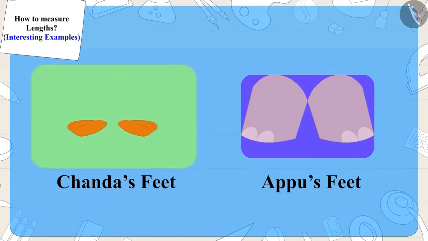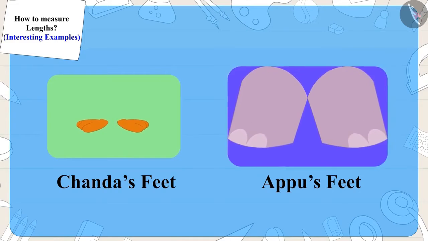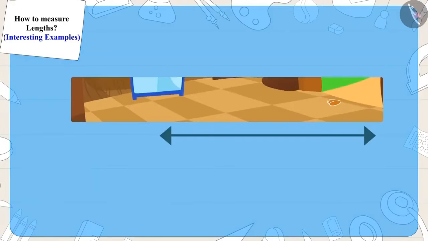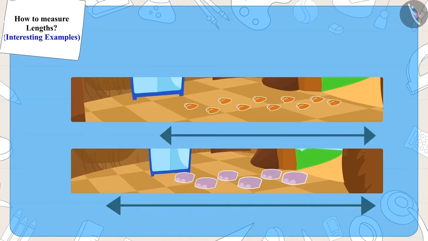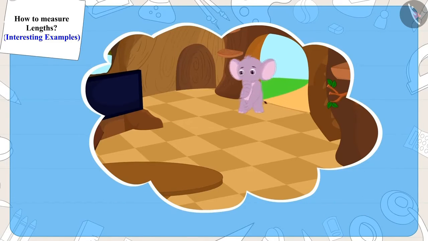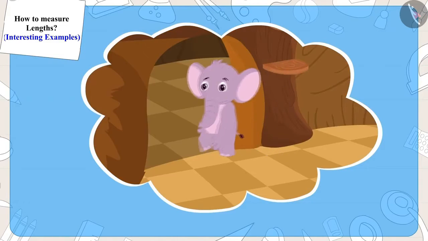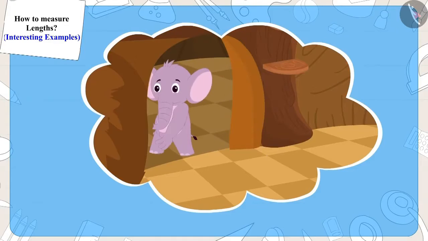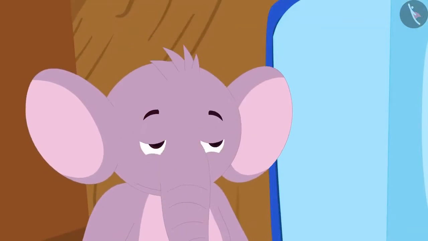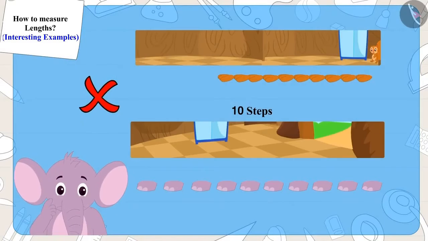Actually, Chanda's feet are too small and Appu's feet are too big. This is the reason why the distance measured by Chanda's 10 steps and Appu's 10 steps are not the same. So, when Appu walked 10 steps straight from the door, he reached the other room. Appu understood Chanda's mistake. But how can we correct this mistake?